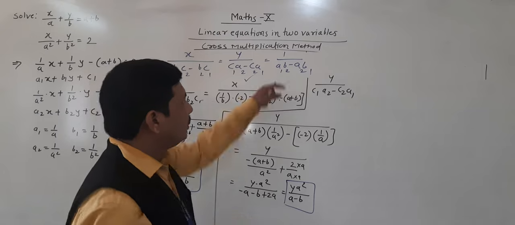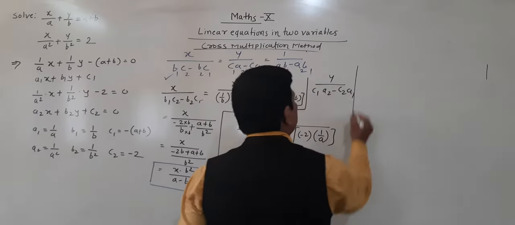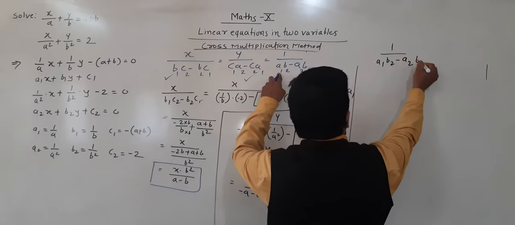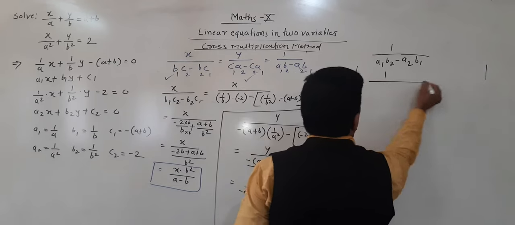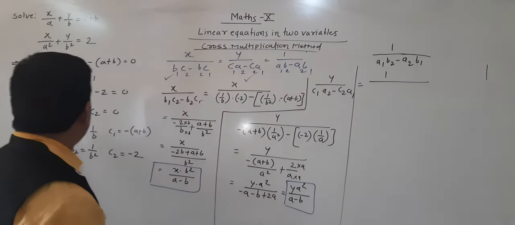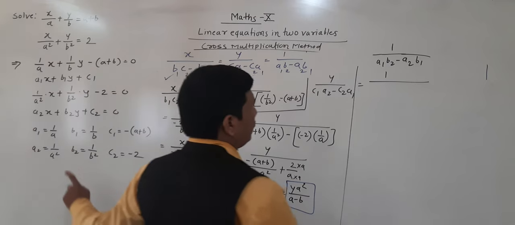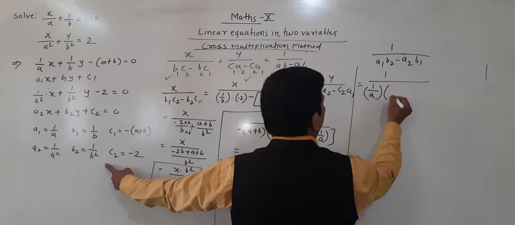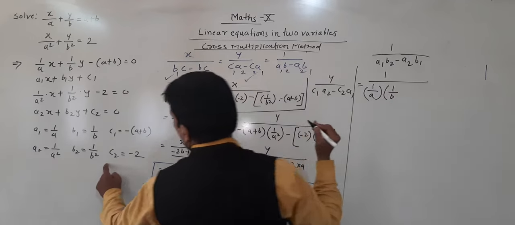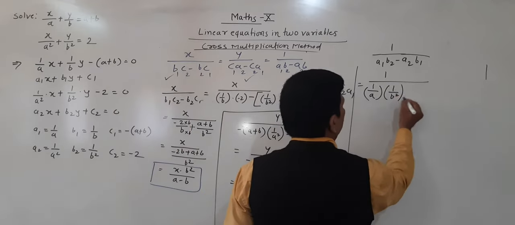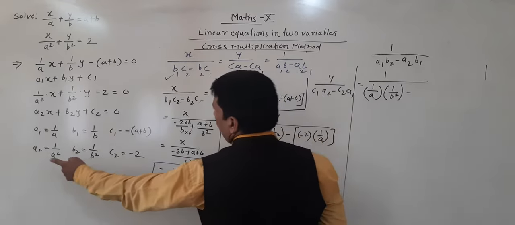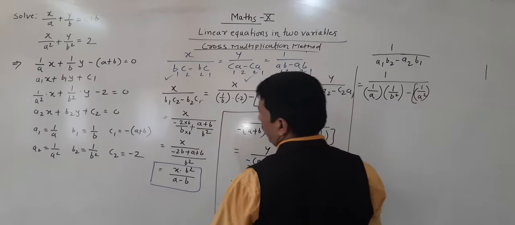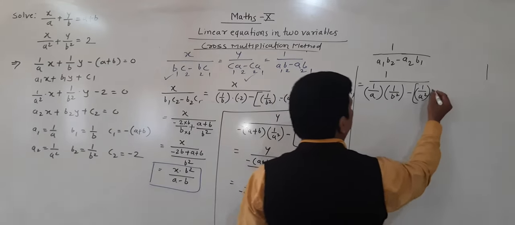Now we will solve the third one. What is the third one? 1 upon a1 b2 minus a2 b1. So 1 upon a1. What is a1? A1 is 1 upon A, into B2. What is B2? 1 upon B square. Minus A2. What is A2? A2 is 1 upon A square, into B1. What is B1? 1 upon B.